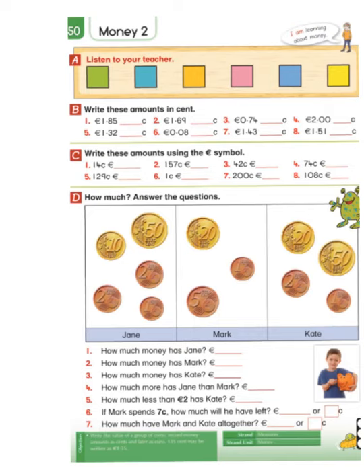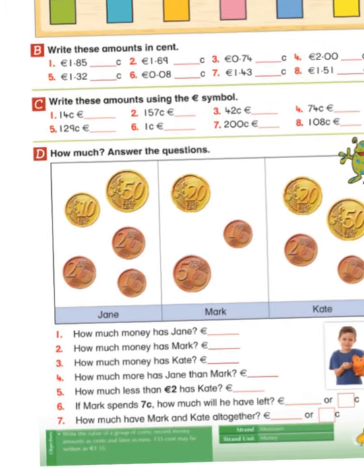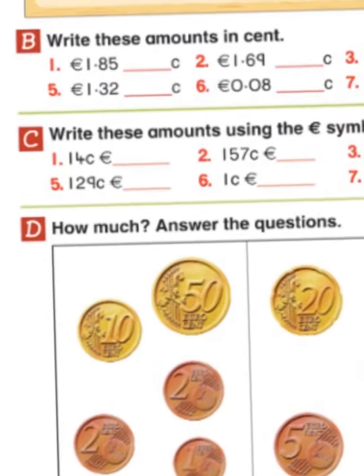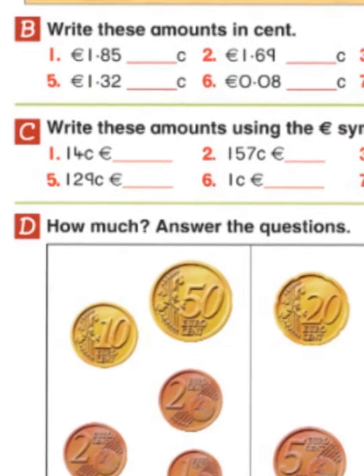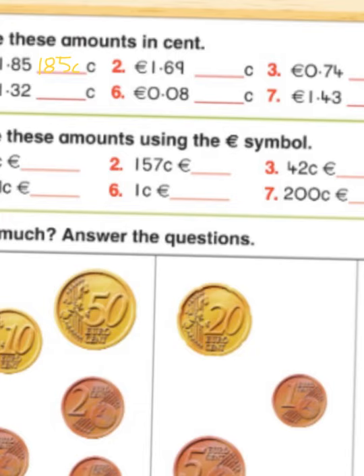Right, so we're just going to look at the page in your book. I can't see exactly what page it is, and we're going to skip on to B: write these amounts in cent. €1.85, I'm going to make that big so you'll be able to see it. €1.85 written as cent is 185 cent. €1.69 is 169 cent. Excuse me, it's difficult to write with this 9. Those kinds of ones are easy enough.